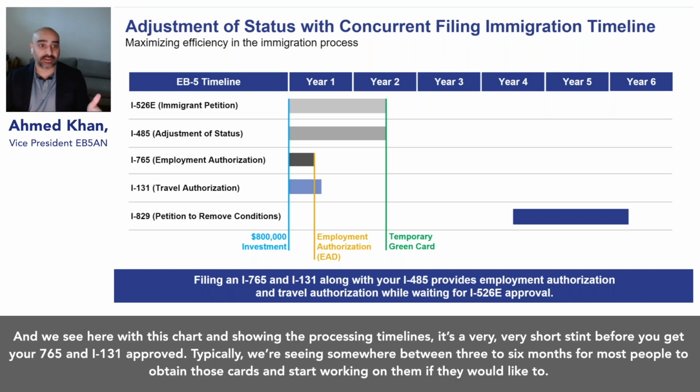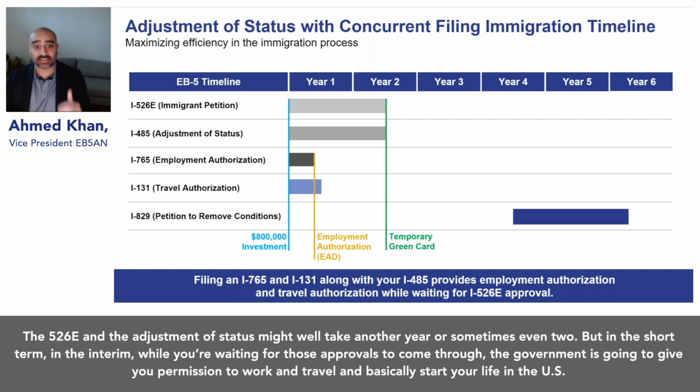And we see here with this chart showing the processing timelines. It's a very, very short stint before you get your 765 and I-131 approved. Typically, we're seeing somewhere between 3 to 6 months for most people to obtain those cards and start working on them if they would like to. The 526E and the adjustment of status might well take another year or sometimes even two. But in the interim, while you're waiting for those approvals to come through, the government is going to give you permission to work and travel and basically start your life in the US.